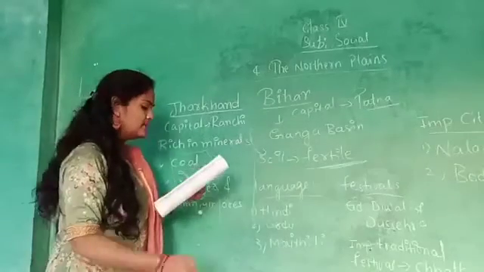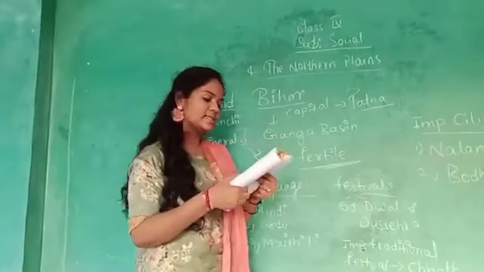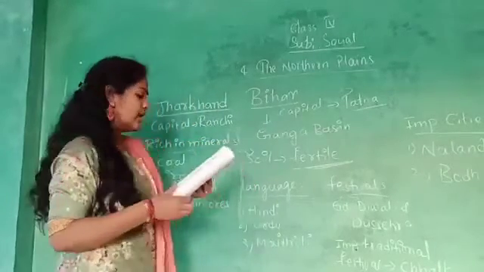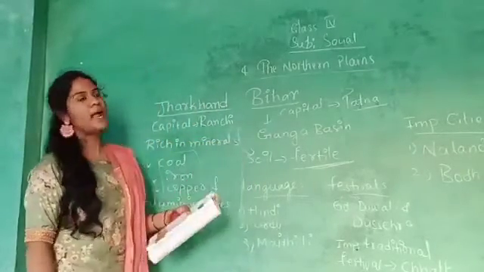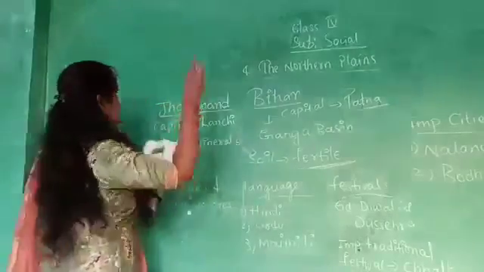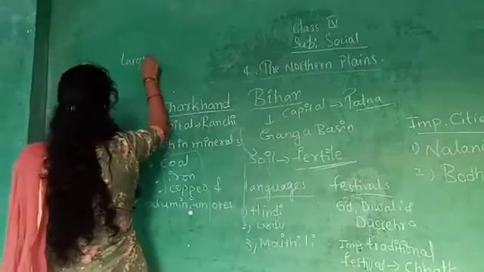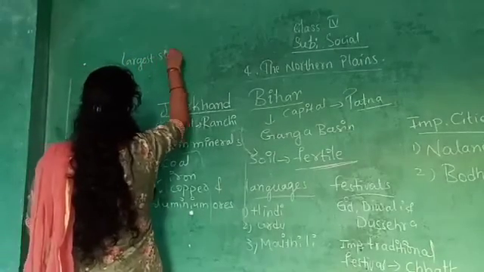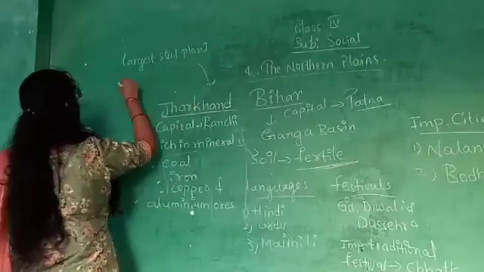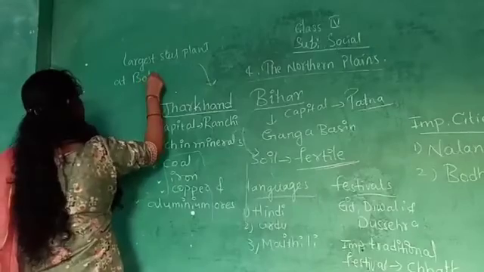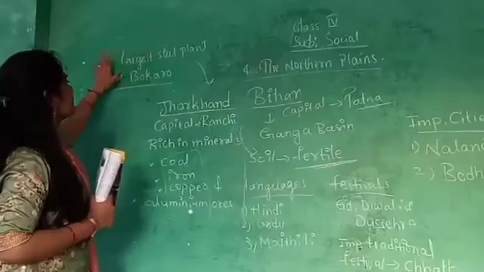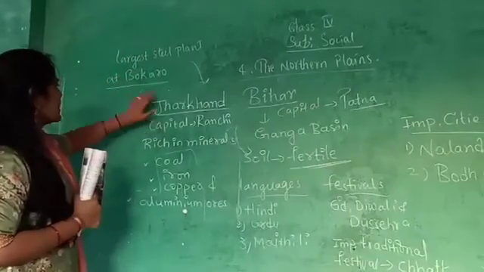And one of India's largest steel plants is located at Bokaro in Jharkhand. So one of India's largest steel plants is located in Jharkhand only, at Bokaro. It is situated in the Jharkhand state, Bokaro city.